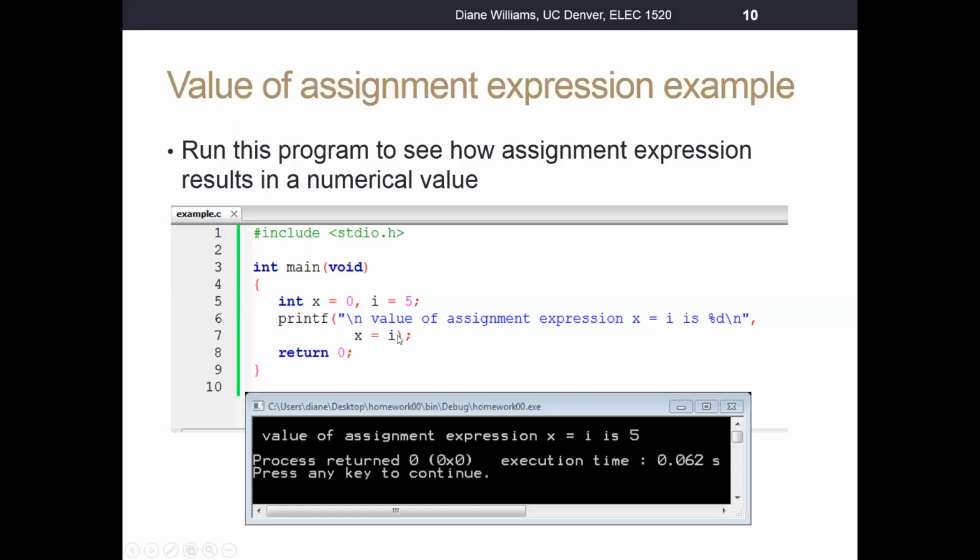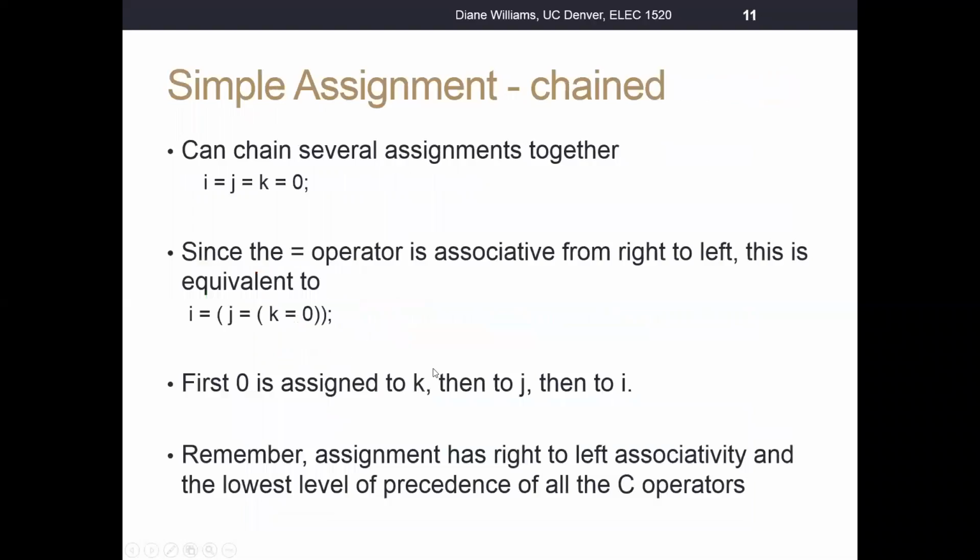So whatever this expression's value is on the right is assigned to this on the left, and the whole expression will then evaluate to a 5, which is why the 5 is printed out here. So you always want to remember that when you make assignments, they do evaluate to some numerical value. All right. Let's see what else we got.